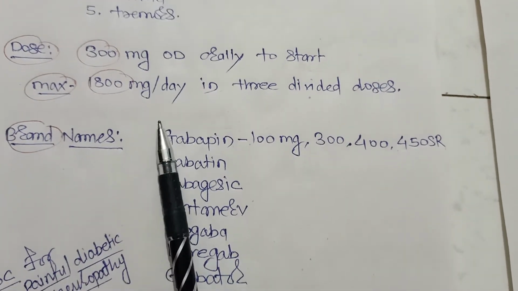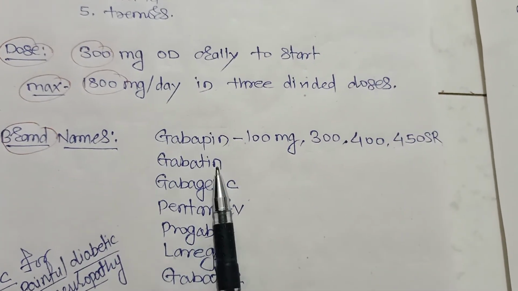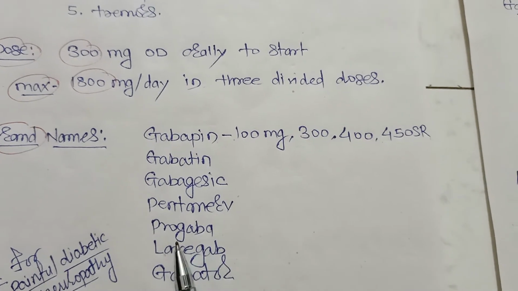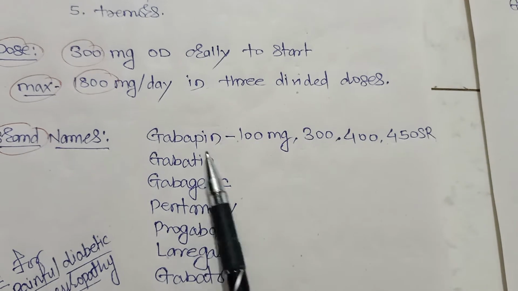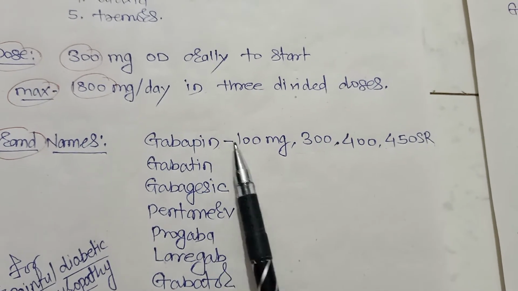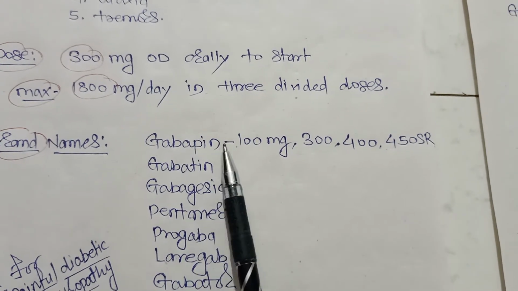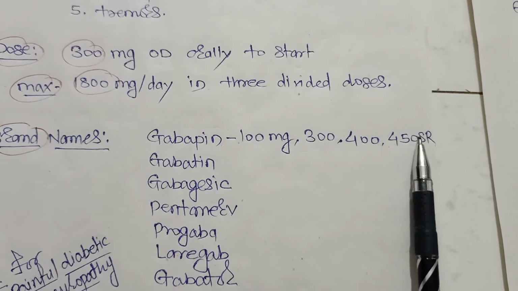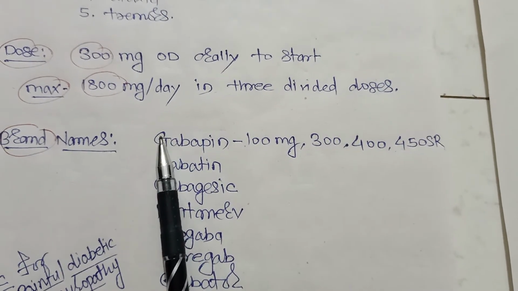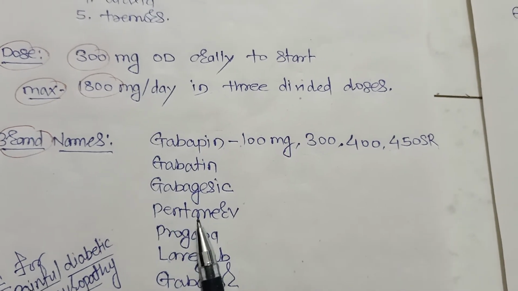Brand names include Gabapin, Gabapentin, Gabagesic, Pentanor, Progaba, Larigab, Gabator. These are the various brand names present in the clinical market. Gabapin is available as 100 milligram, 300 milligram, 400 milligram, and 450 milligram slow release or sustained release tablet.